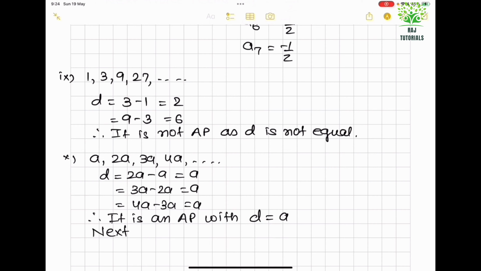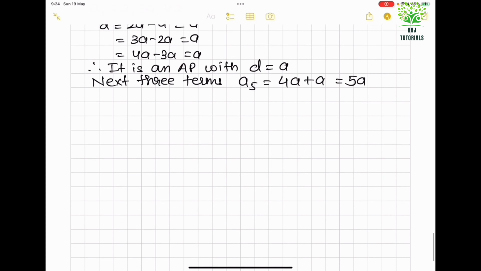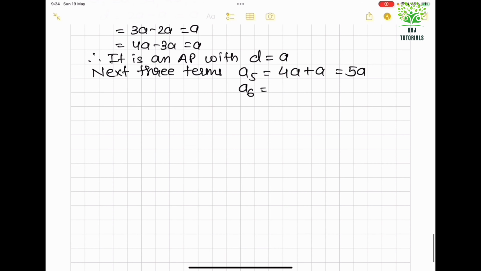Next three terms, A5 will be 4A plus A, that is 5A. A6 will be 5A plus A, 6A. A7 will be 6A plus A, that is 7A.